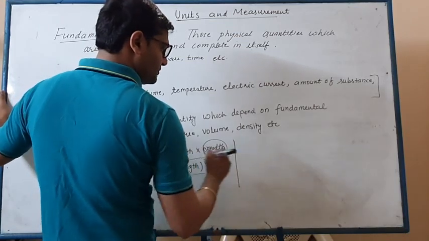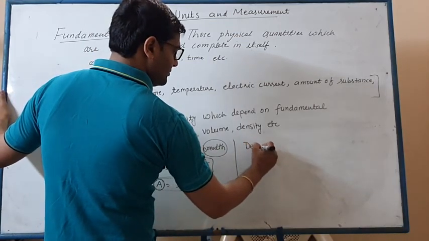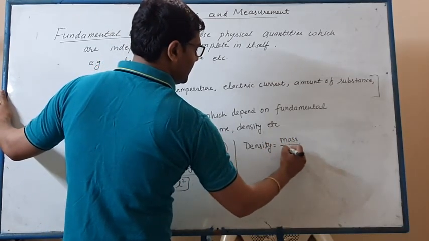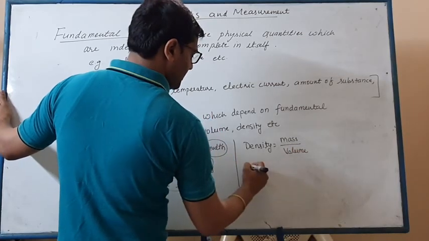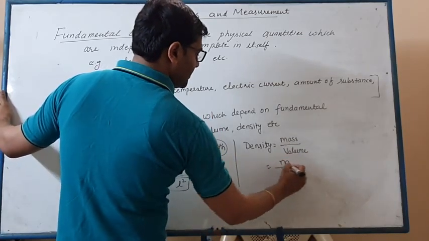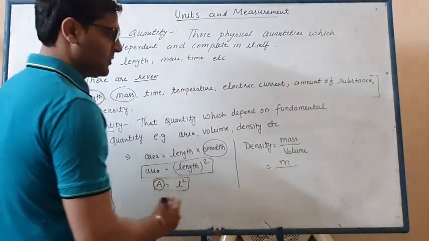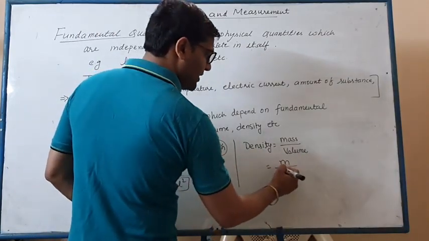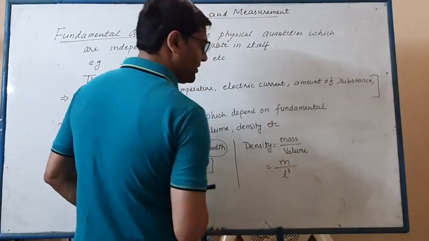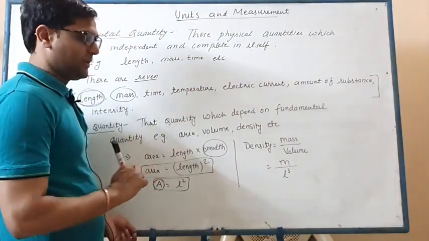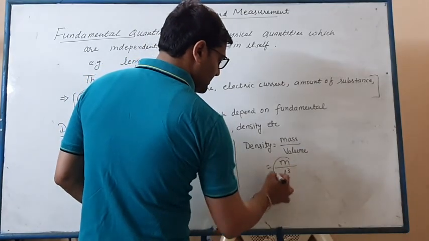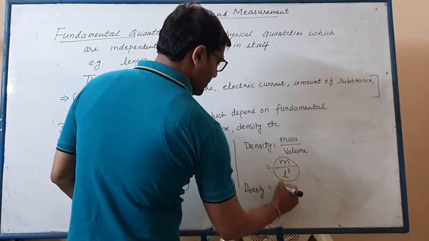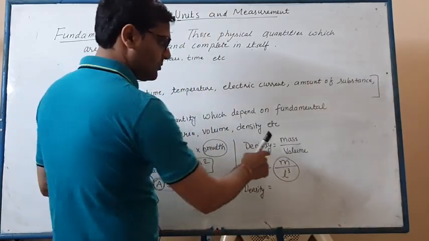Next we have density. What is the formula for density? Mass of substance by volume of substance. Now we know that mass is our fundamental quantity. Volume is not fundamental, so we need to convert this into fundamental. So volume is length into breadth into height, so we can write L cube. So this is the derivation of density in terms of fundamental quantity.